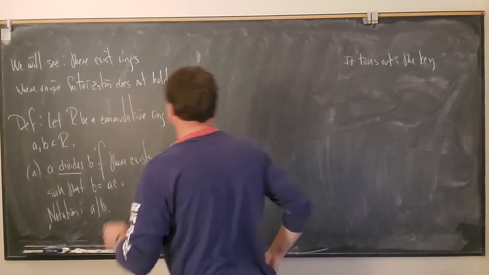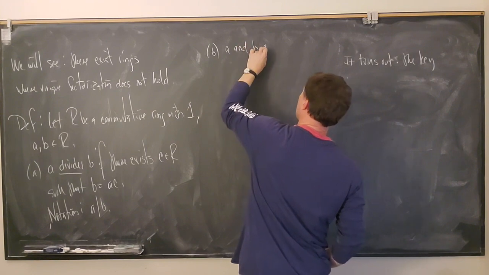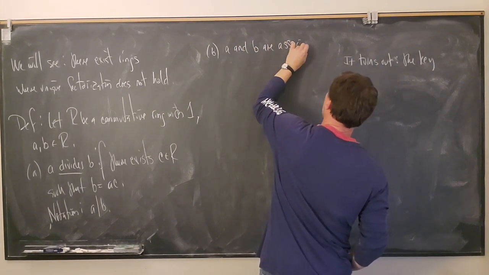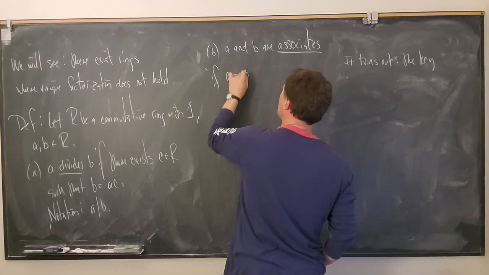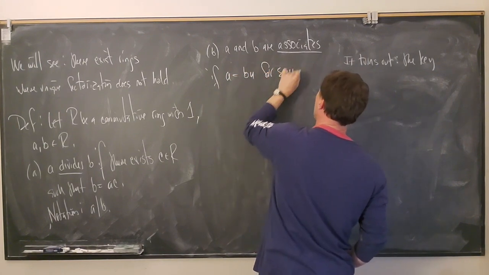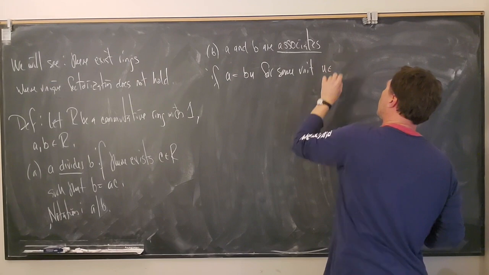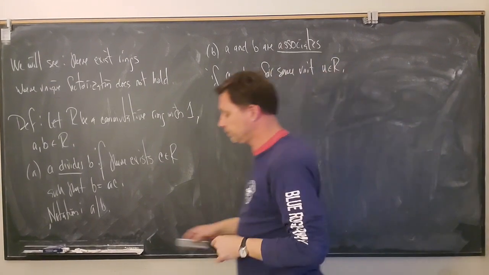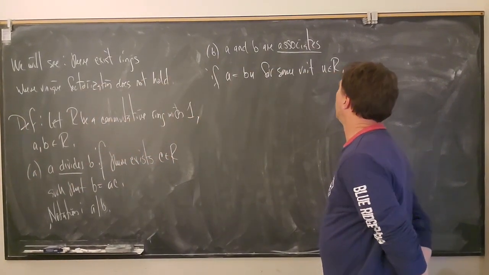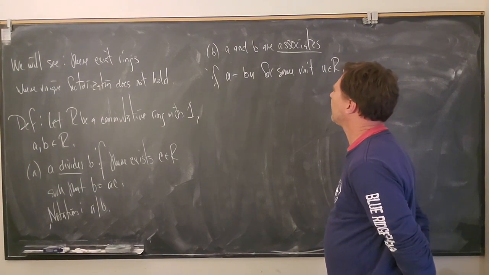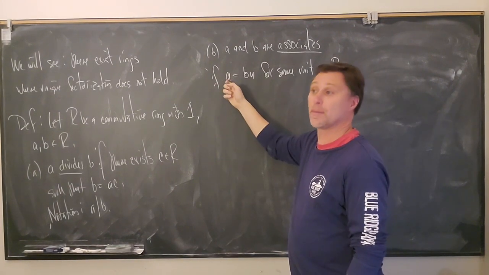So part B, A and B are associates if A is equal to B times U for some unit U in capital R. Notice if you can express A equals B times U, then you can also write it as A times some other unit equals B.